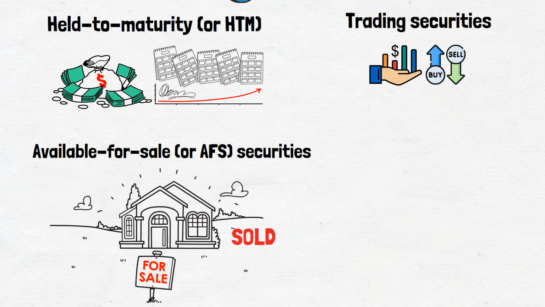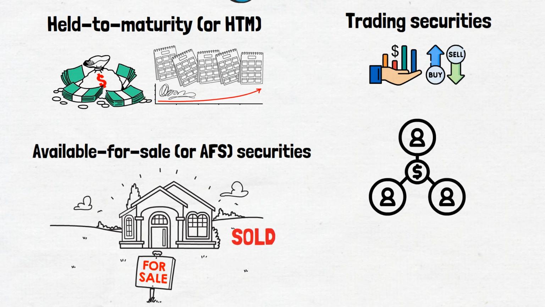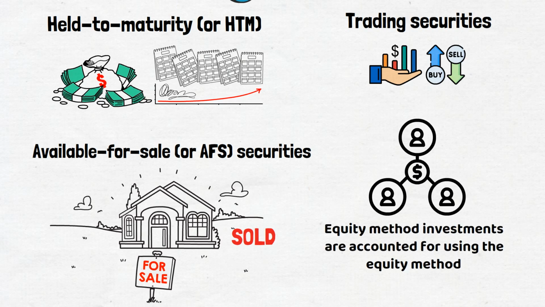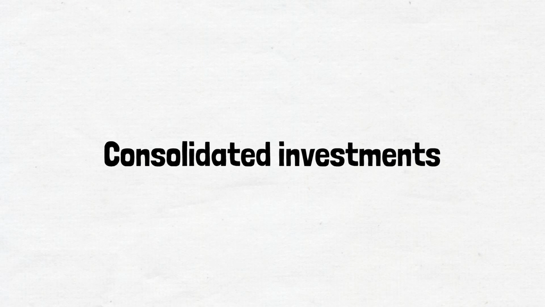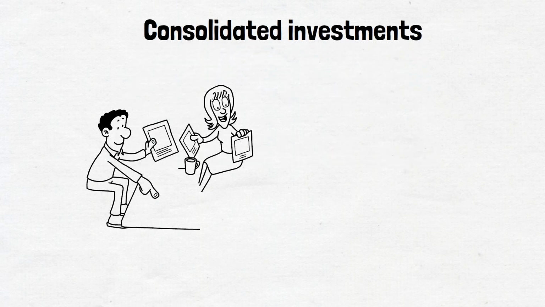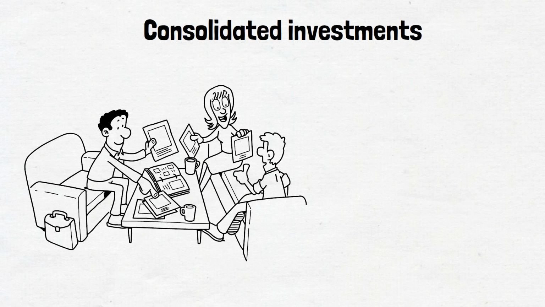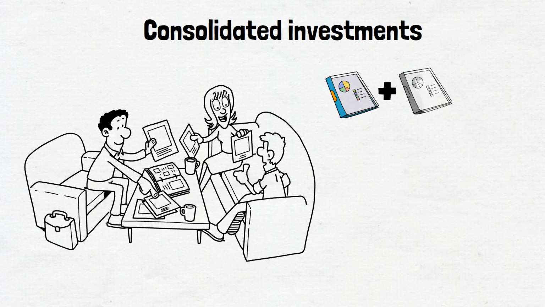Equity method investments are investments in which an investor has significant influence over the investee but does not control. Equity method investments are accounted for using the equity method, where the investor records its share of the investee's net income or loss on its income statement. Consolidated investments. These are investments in which an investor controls the investee. Consolidated investments are accounted for using the consolidation method, where the financial statements of the investor and investee are combined as if they were one entity.